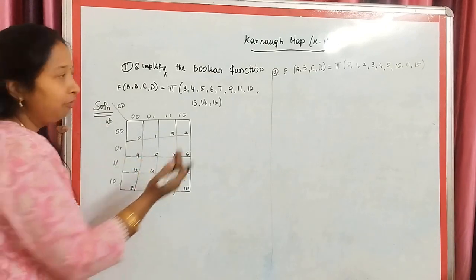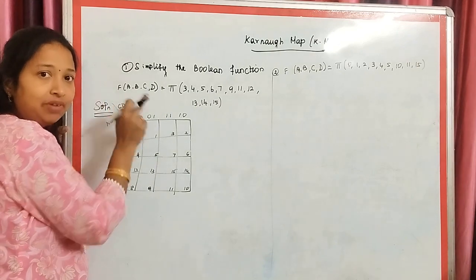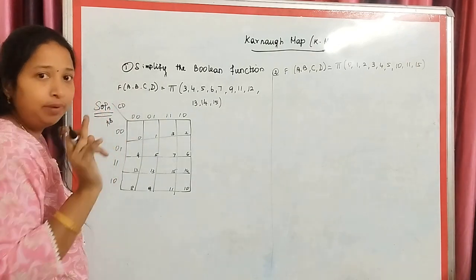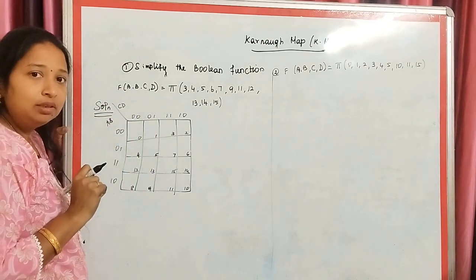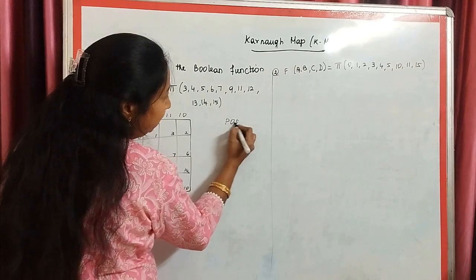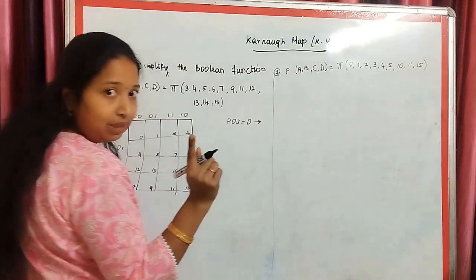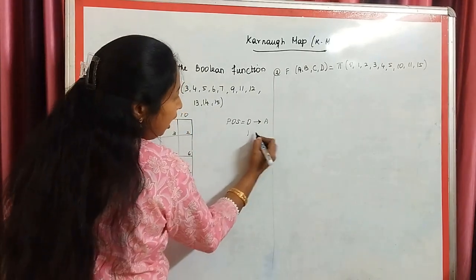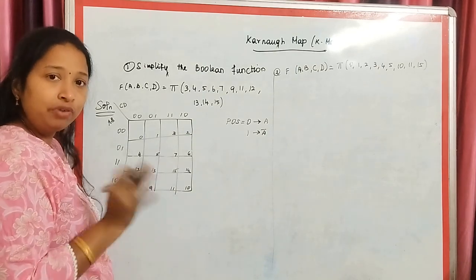What is the second step? You have to position these numbers inside the K-map, identifying whether you have to solve it using a SOP or using a POS. Got it? Here it is pi. What does it mean? You're going to solve it using a POS. In a POS, you should always remember 0 is represented with actual variable and 1 is represented with complement. Just the opposite of SOP.